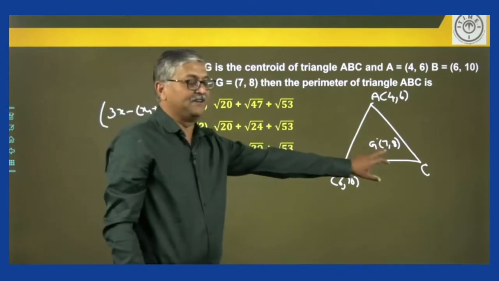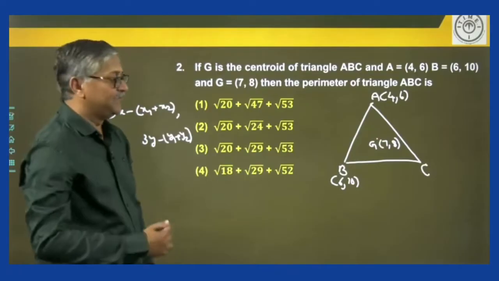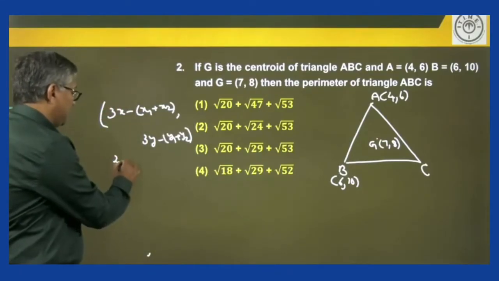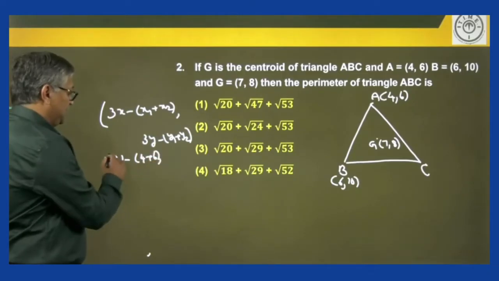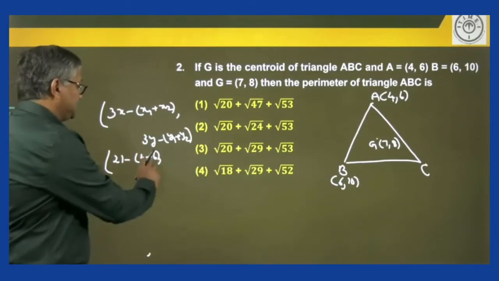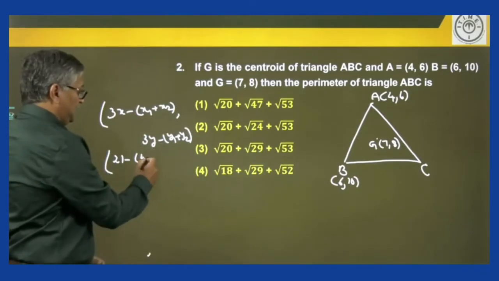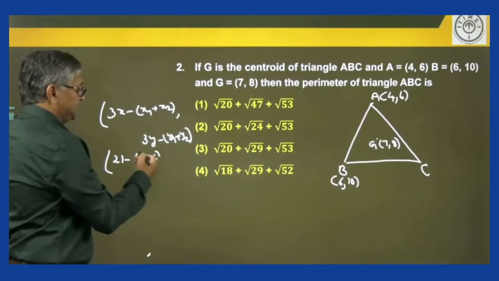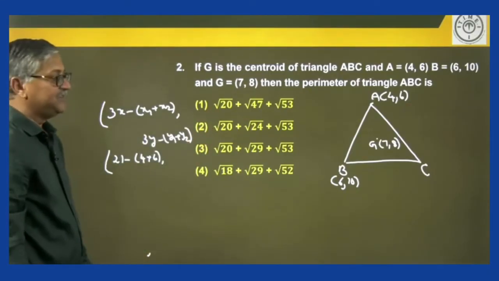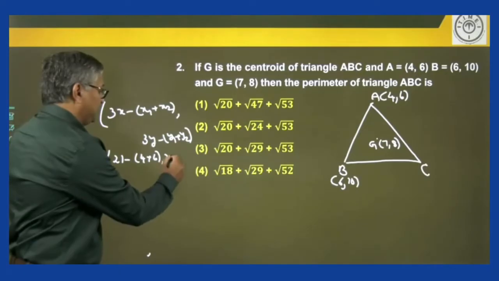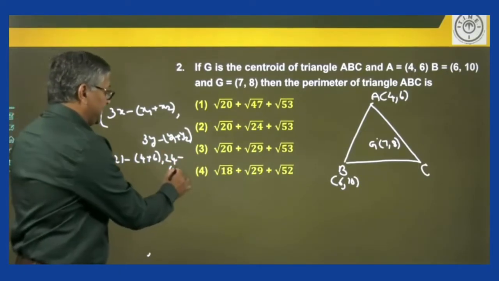So, what is the third vertex here? 3 into 7, that is 21, minus (4 plus 6). So, 21 minus (4 plus 6). And what is the y? It is 3 into 8, that is 24, minus (6 plus 10).